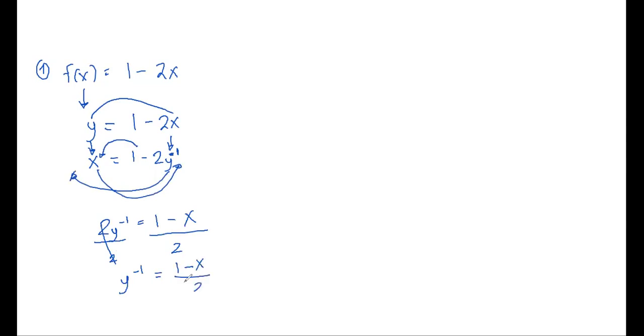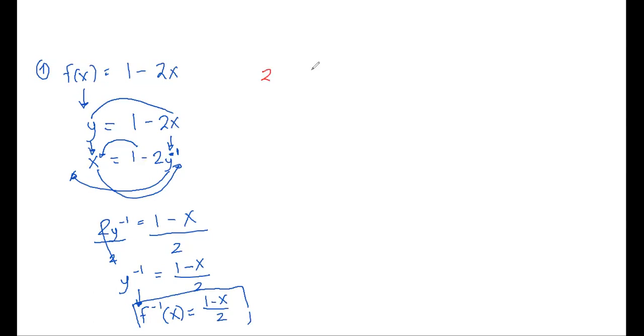2. In the final answer, we need to change y to negative 1 to f to the negative 1. It means it is the inverse now. So 1 minus x over 2. This is now the inverse function of the original one. Now let's have example number 2.